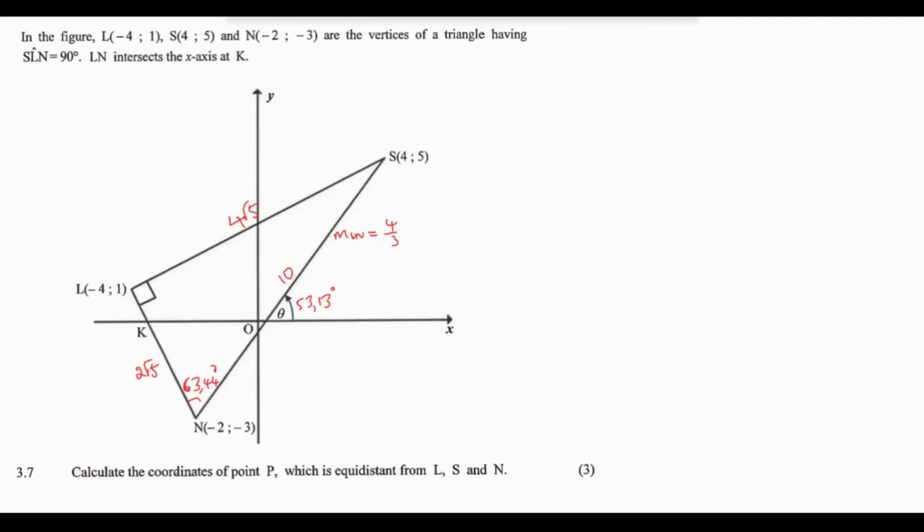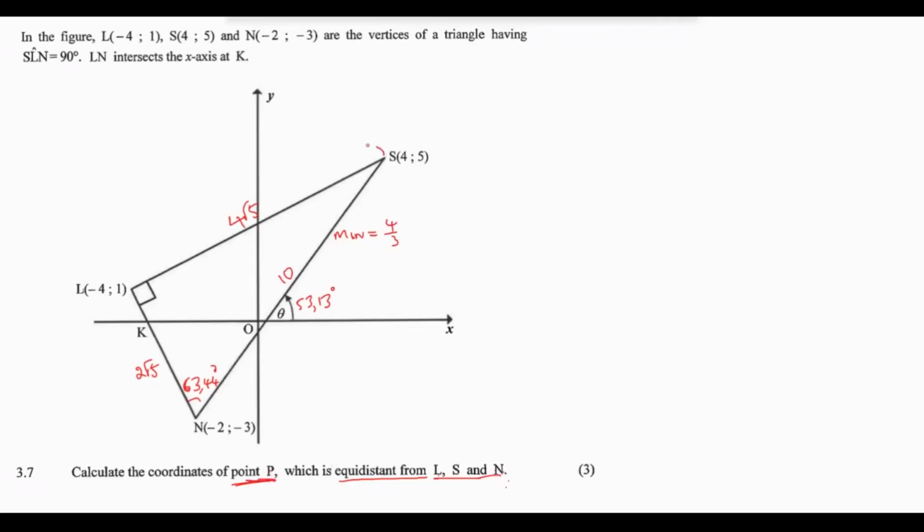Right, 3.6. Calculate the coordinates of P, which is equidistant from L, S, and N. This is a bit challenging, but now a point that is equidistant. What could this mean? It means P could be the center of a circle.